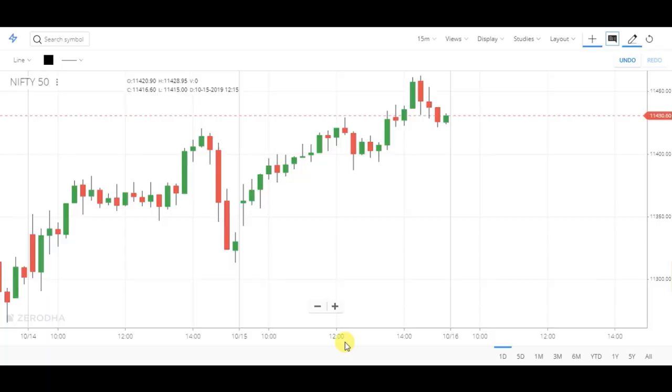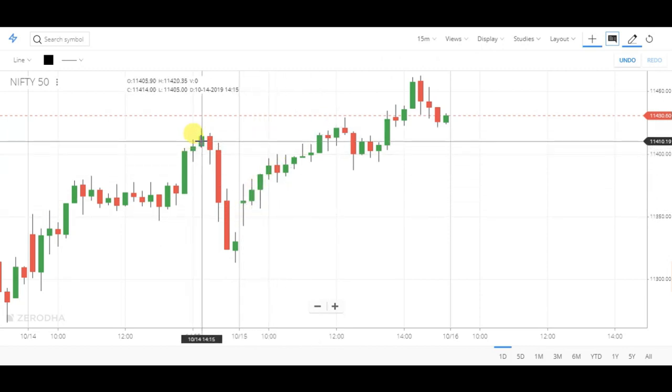Before we start our option chain analysis, let's see what Nifty has done today. Yesterday's closing was around 11,313. Today's opening was around 11,360, which means almost a 30-point gap opening. If we see the 15-minute candlestick chart, we can clearly see that Nifty was in an uptrend.